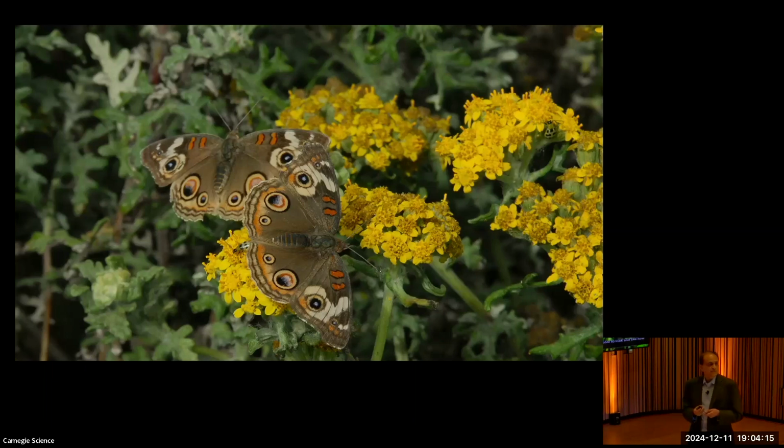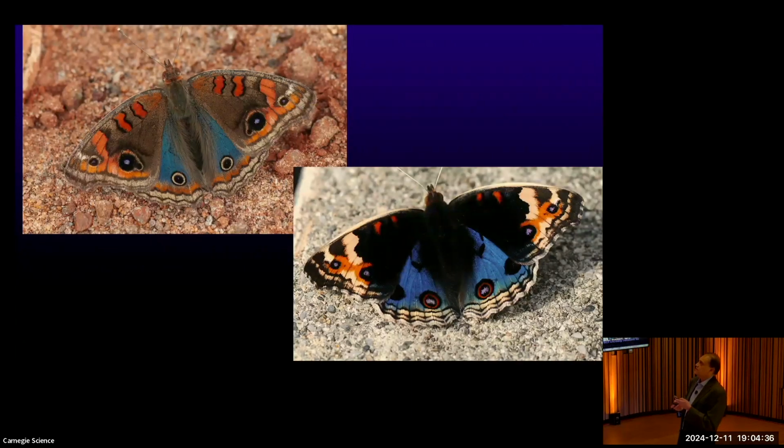But the other approach that we've taken is a genetic approach to try to ask this. And for this, we've used these butterflies here called buckeye butterflies. And they're very common throughout all of North America. And you might say, well, this is a terrible choice because they're all the colors I told you were made of pigments. They're browns and oranges and blacks and so on. But in fact, they're closely related to butterflies that live in other parts of the world that actually have really nice, bright structural blue and green on them.